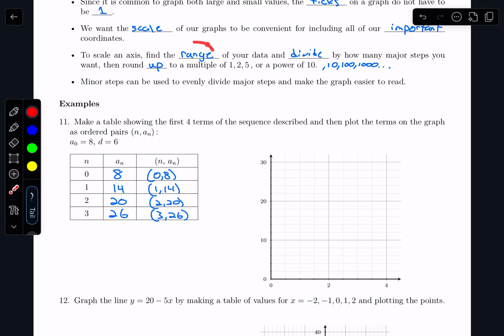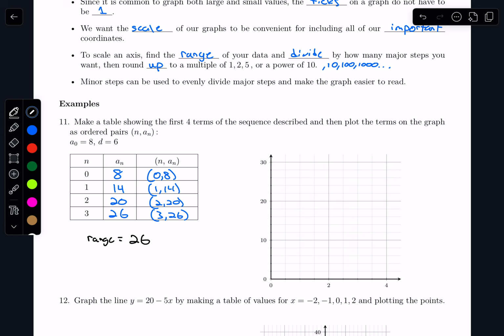So we're going to say that our range is from 0 to 26, meaning our range is 26 units big. Okay, so I'm going to say range equals 26. Now, I want to reiterate, these are guidelines, okay? You get to make graphs how you want in general, as long as they're accurate. This is a guideline. All right, so my range is 26.